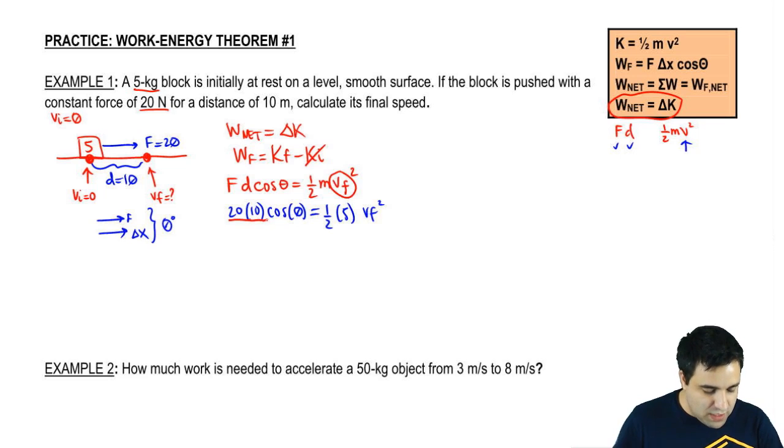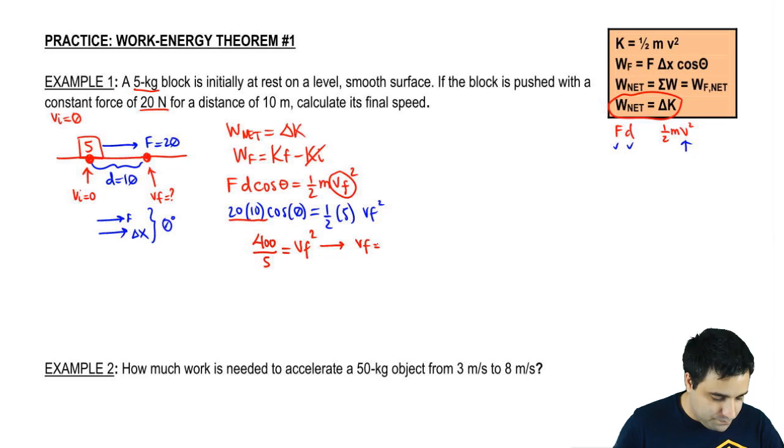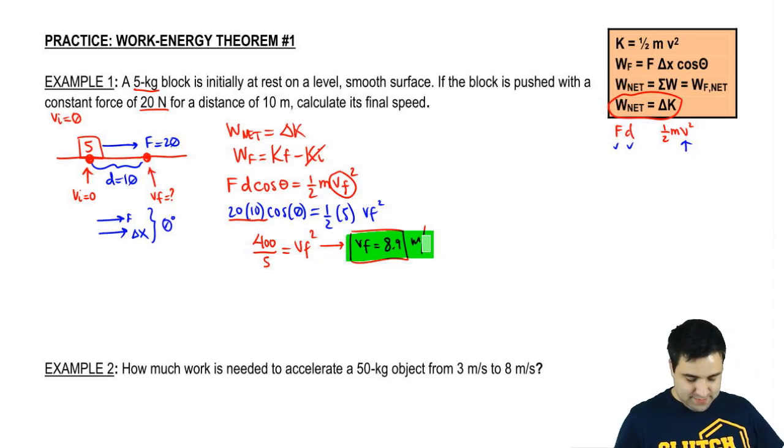This is going to be 200, and then when I multiply by this 2 here it is going to be 400 divided by 5 equals V final squared. So V final ends up being 8.9 meters per second. That's it. Let's keep going.